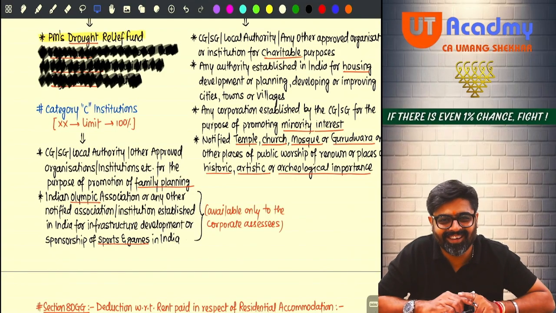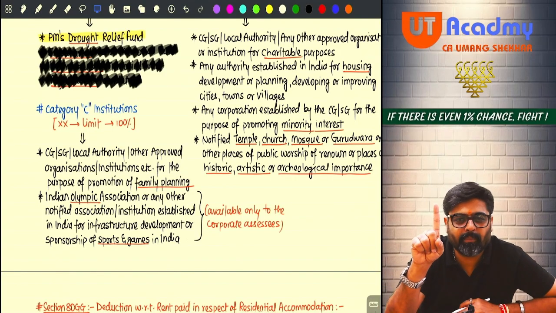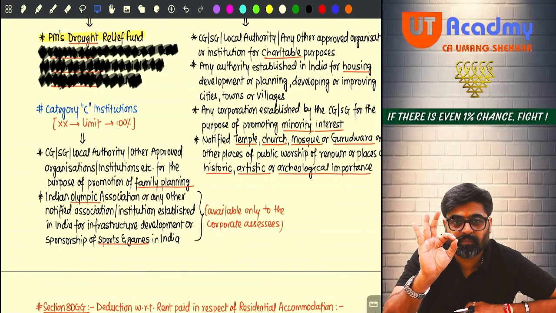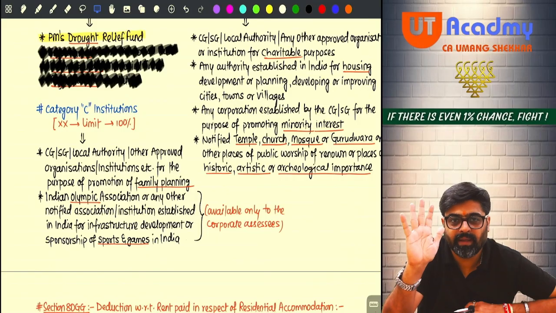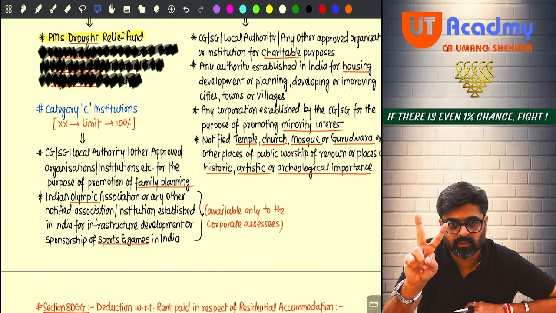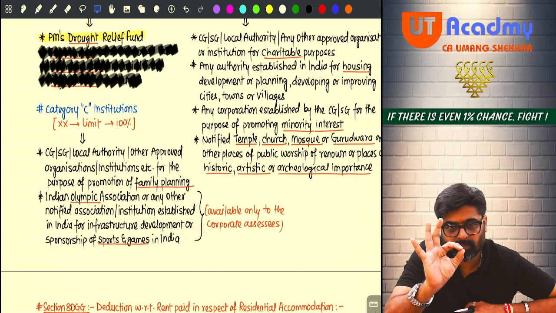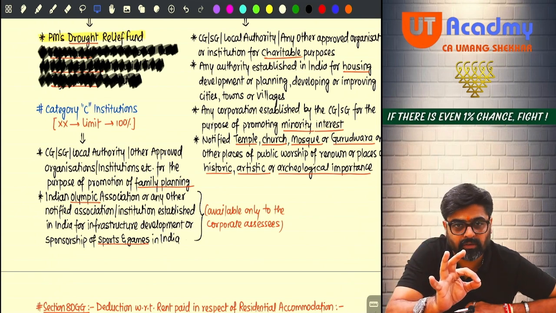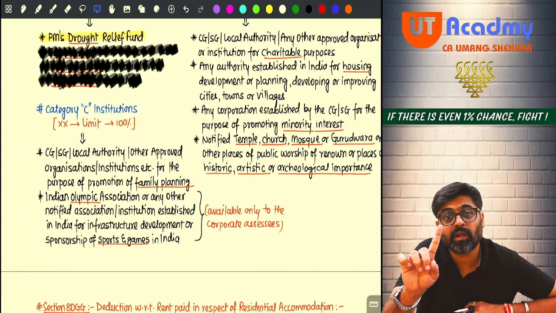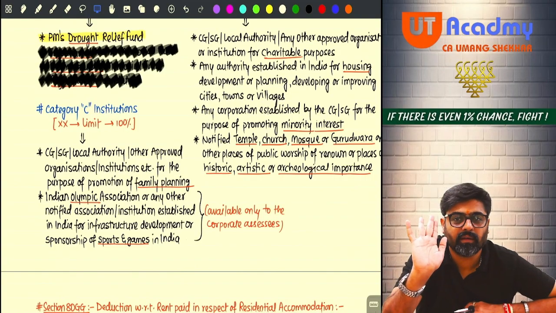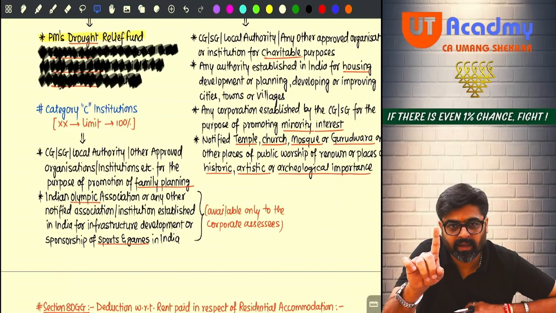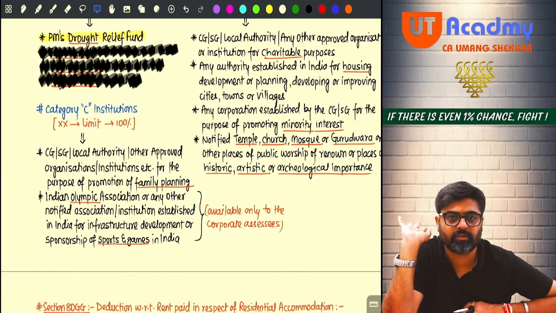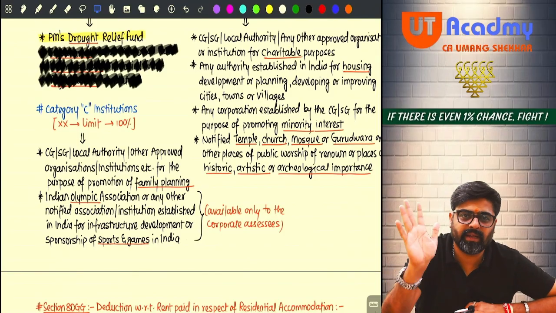Let it be. So, one name, can you remember? Only one name. Prime Minister Drought Relief Fund. Put it in category B. Remember two names. Family Planning, and Indian Olympic Association and national sports bodies. Remember these two names for category C. Okay. Family Planning, category C. Indian Olympic Association or national sports bodies, category C. So B and C are very easy to remember.